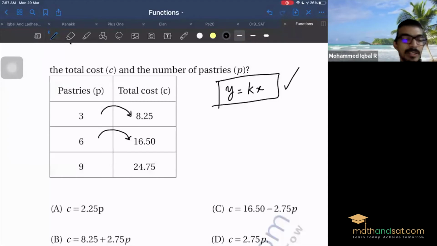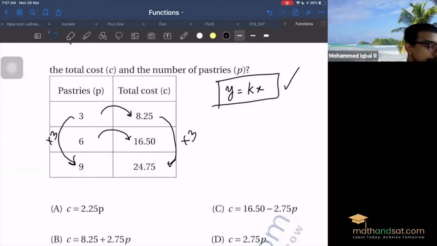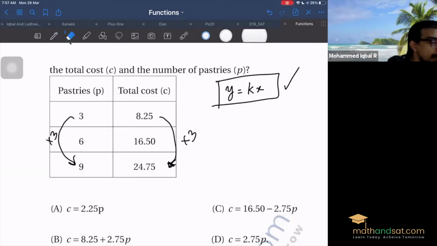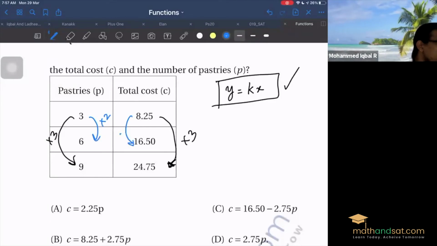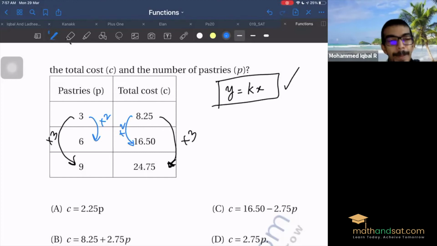So for 3 pastries it's 8.25, for 6 pastries it's 16.5, and when you triple it, the price also gets tripled. How do you check if it's direct proportion? When you double the number of pastries, the price gets doubled. When you triple it, the price also gets tripled. That is one way to look at it.